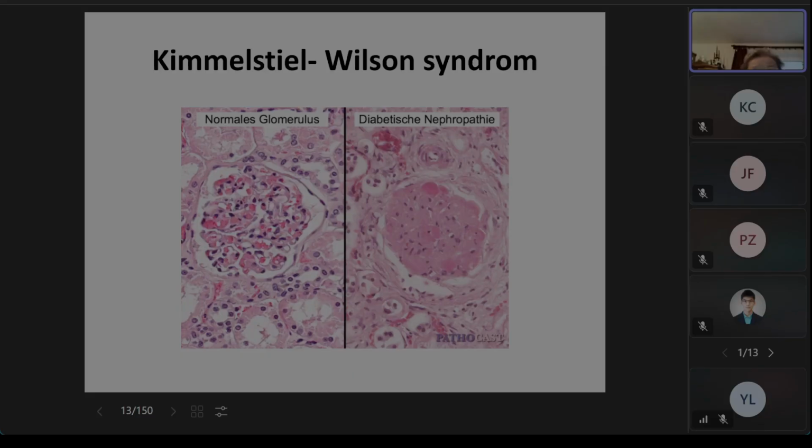Kimmelstiel was in fact a German Jew born in 1900, and he was a pathologist. In 1930, he decided to run away from Germany because of the Nazis, and he decided to visit the United States. He got a scholarship at Harvard University.